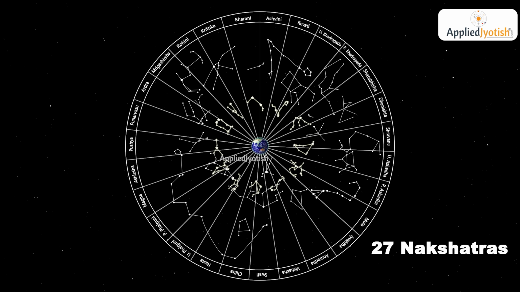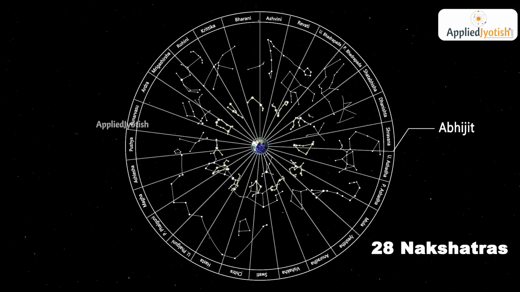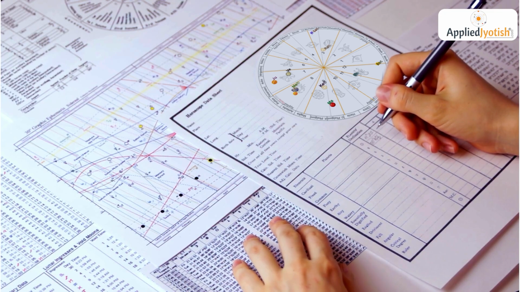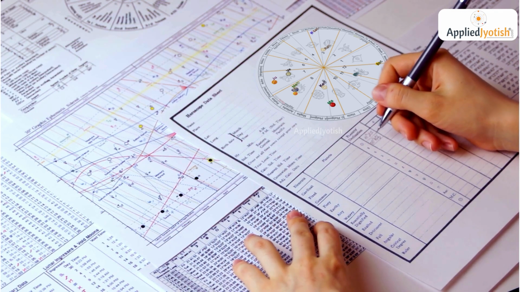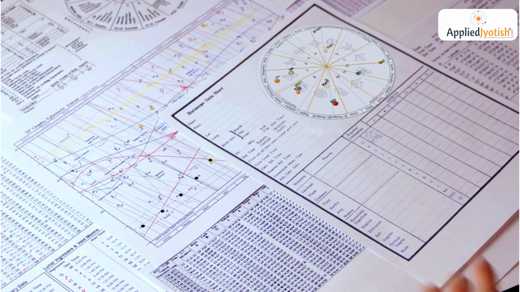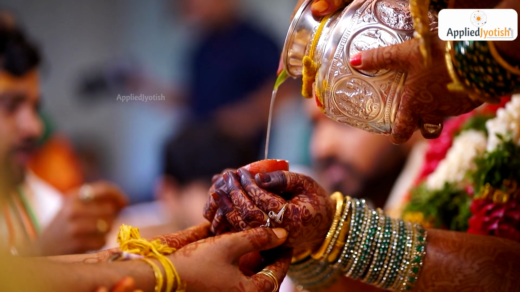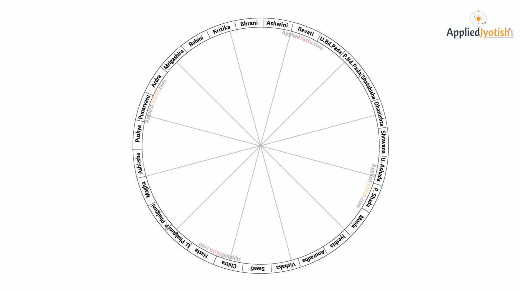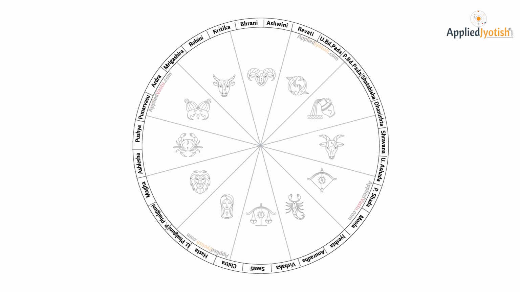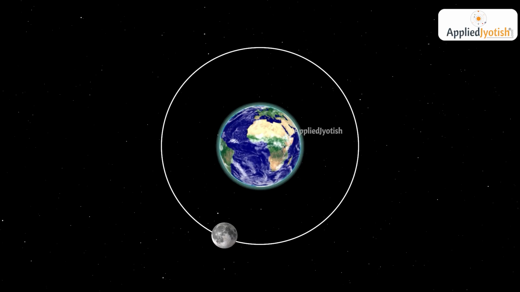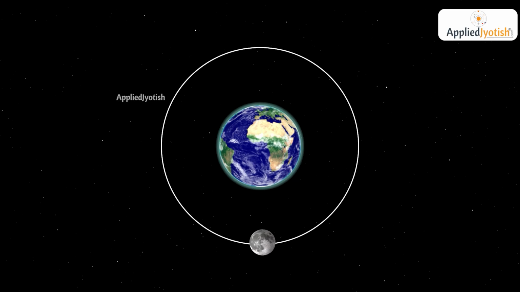In addition to these 27 nakshatras, there is another nakshatra called Abhijit Nakshatra. However, Abhijit Nakshatra is not used in regular astrological calculations. It is used only in the Panchang for determining Muhurta. Here's another important point. According to Vedic astrology, initially there were only 27 nakshatras, and later the 12 zodiac signs were included. The moon has a close relationship with the nakshatras.